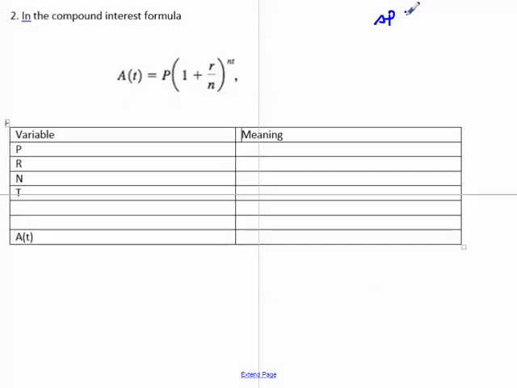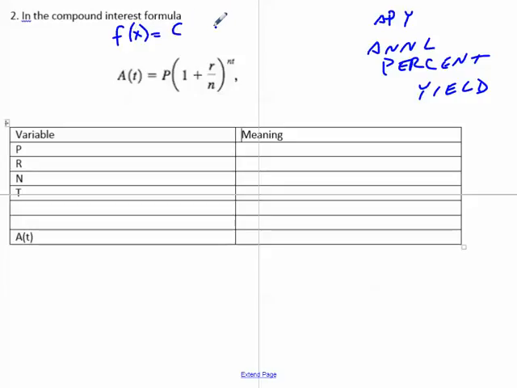So here's our topic today, annual percentage yield. And the yield is different from the rate. So I'm going to compare this, A of t equals P times 1 plus R over N to the n-th power. I'm going to compare it to, in general, what we've got for f of x equals C times A to the x power.